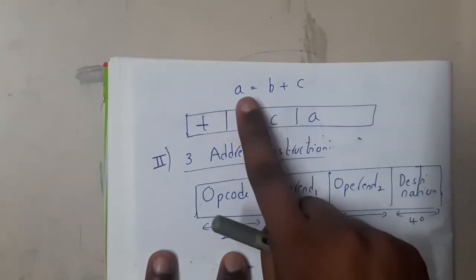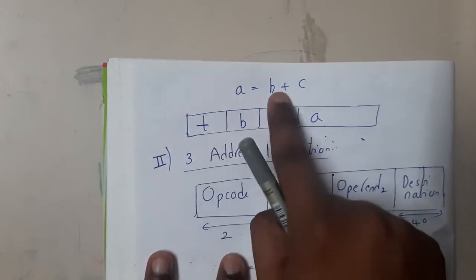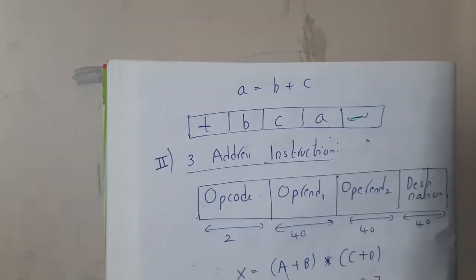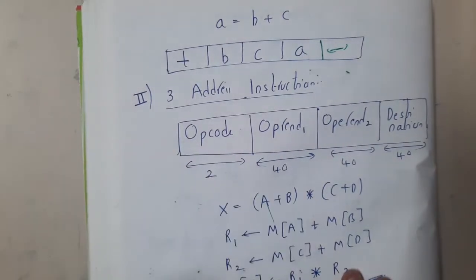I have written an example also. It is nothing but A equals B plus C. The first one is opcode, so it is plus, B, C, A, and this is for your next address location. Got it? Okay. The second type is a 3 address notation.